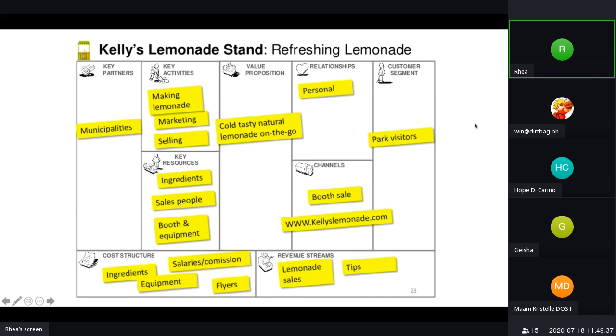So this might be very, very simple, but at least you can really be able to identify that, hey, in this refreshing lemonade business, these are the key components that comprise its business model canvas. So given this example, I am most certain you can already be able to draw out even an item or two in each of the box in this business model canvas.